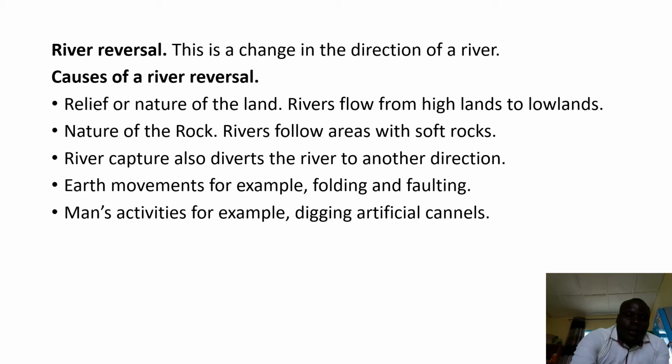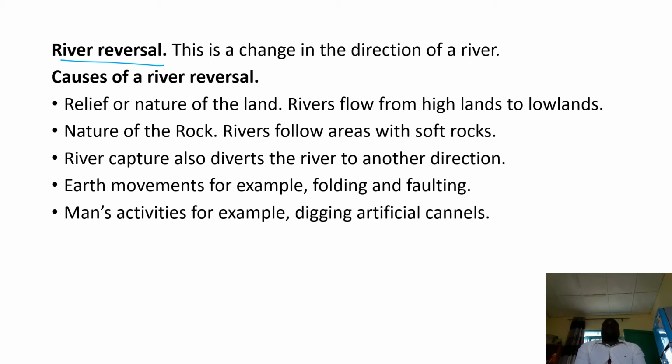River reversal. This is our last slide. River reversal. This is a change in the direction of the river. Rivers change their directions because of different causes. A river which was formerly flowing to the east can easily change and flow to the north or to the west or to the south, depending on a number of factors.